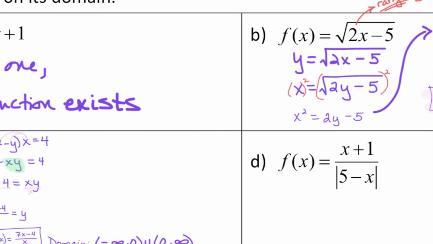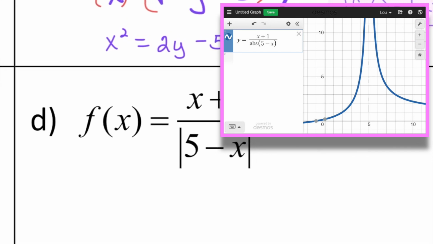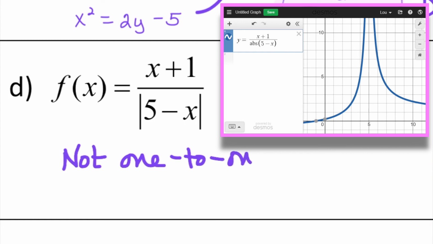And then last but not least, I've got this f of x equals x plus 1 over this absolute value of 5 minus x. And hopefully you're also seeing a graph of this on the other side of the screen. And if you look at this graph, you will see that it is not 1-to-1. And so that is going to be your answer, that it's not 1-to-1. Therefore, no inverse function exists.